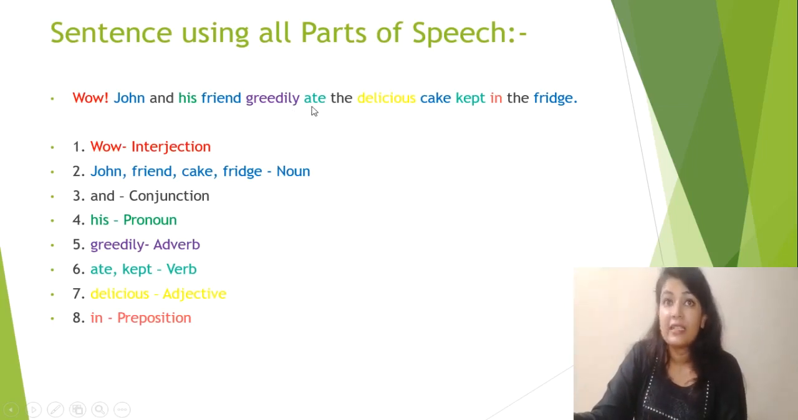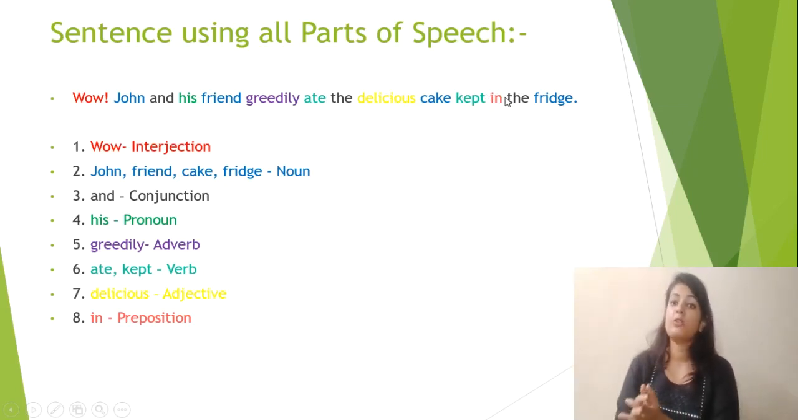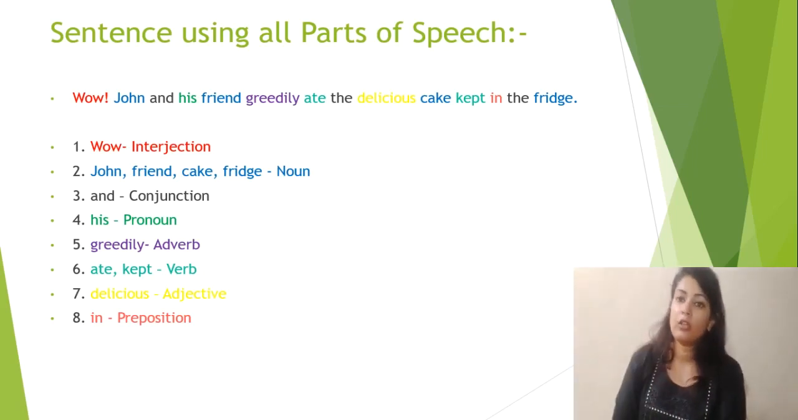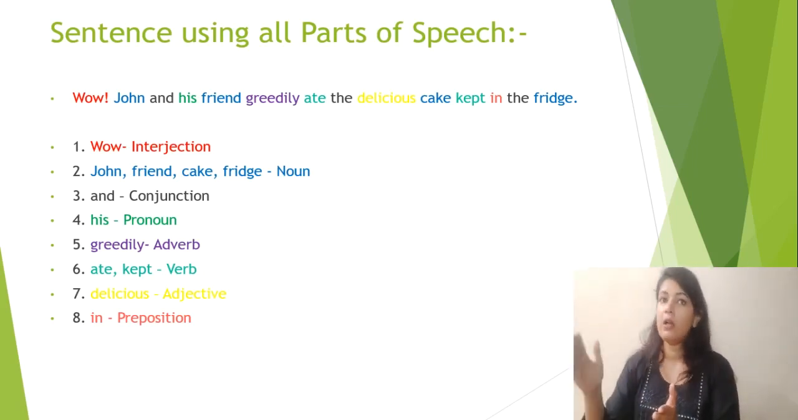Okay, ate, it shows an action, you are eating something. So ate is a verb. Kept is also a verb because it is again depicting an action. Delicious, delicious is an adjective. Okay, why? Because it is telling you how the cake is. The cake is delicious, it is describing the cake, so delicious is an adjective. And lastly, in, okay, the cake is kept in the fridge. Okay, so it is depicting the position of the cake, so in is nothing but a preposition. So this was a small and a very short sentence which contained all the 8 parts of speech.